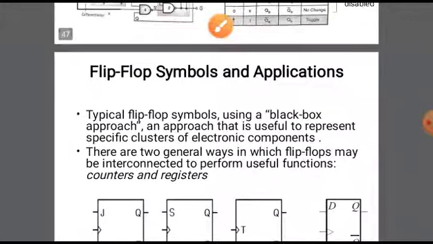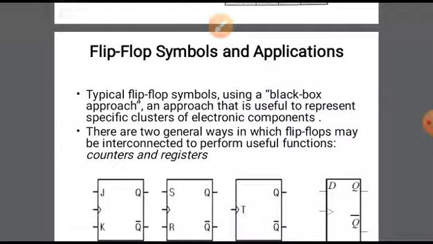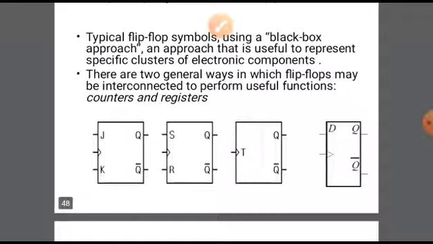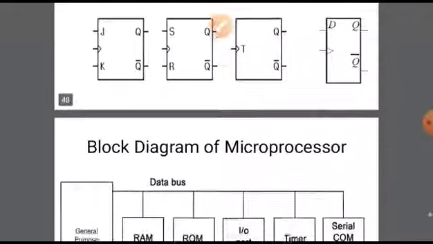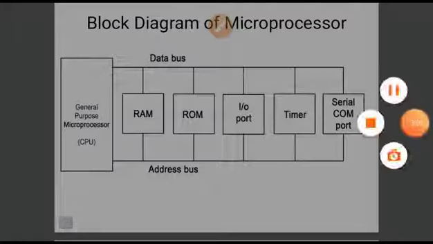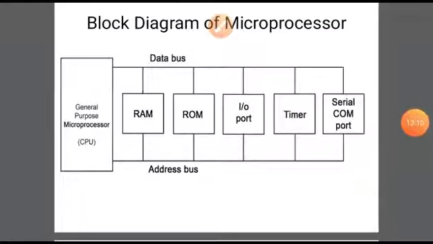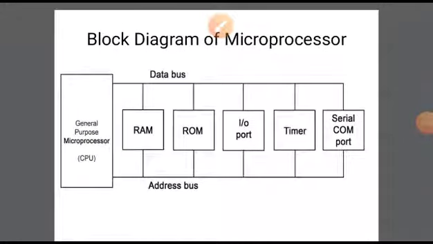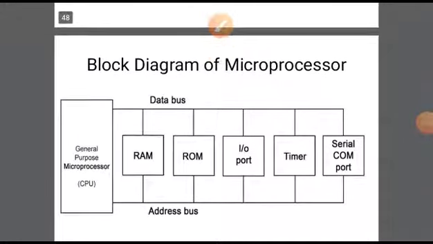So here is the flip-flop symbol and applications. The flip-flop symbol is just a rectangle, and inside that are the input terminal names and output terminals, and in the middle is the external clock signal. So Q and Q bar are always the two outputs, and J and K, then S R, T and D are single input outputs. Block diagram of microprocessor. So this microprocessor and microcontroller I will cover in the next slide. Thank you for listening to me.